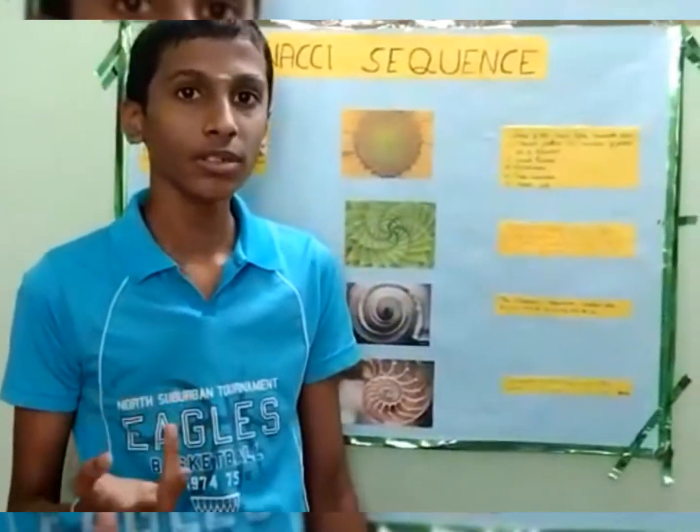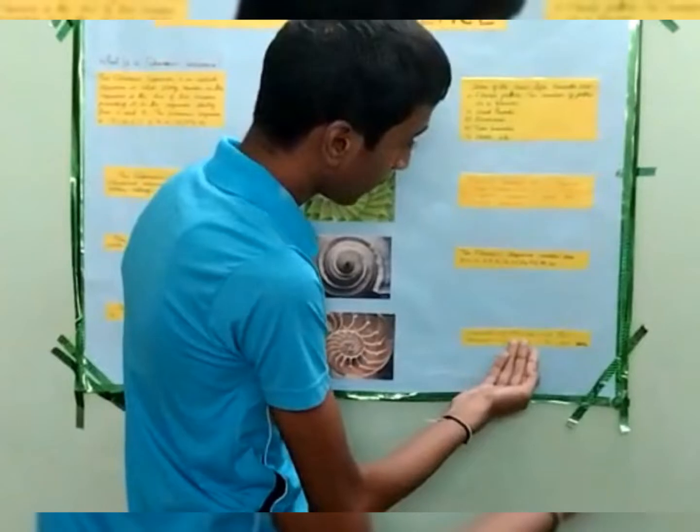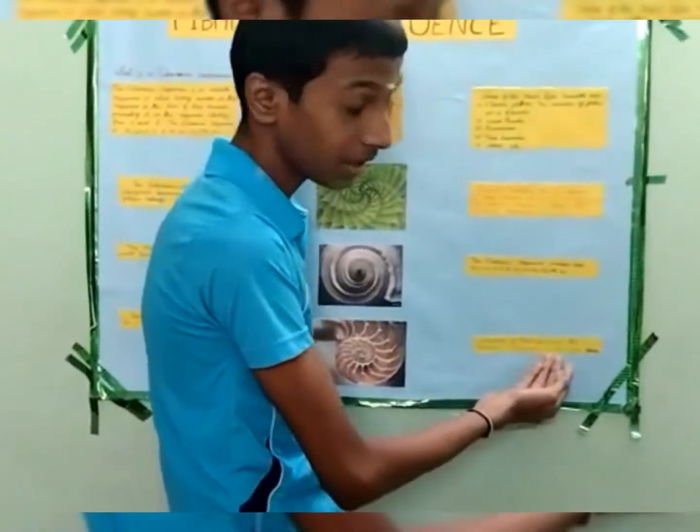Who discovered the Fibonacci sequence? Leonardo of Pisa discovered the Fibonacci sequence in the year 1202.